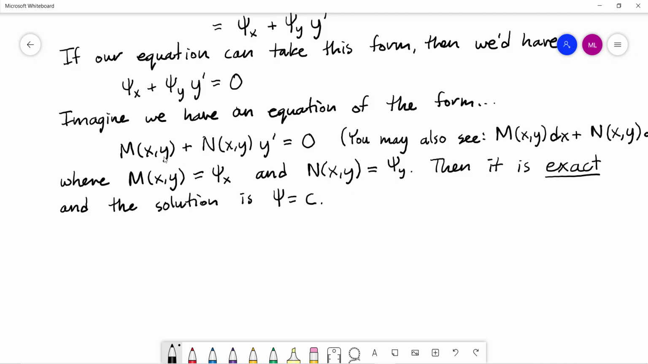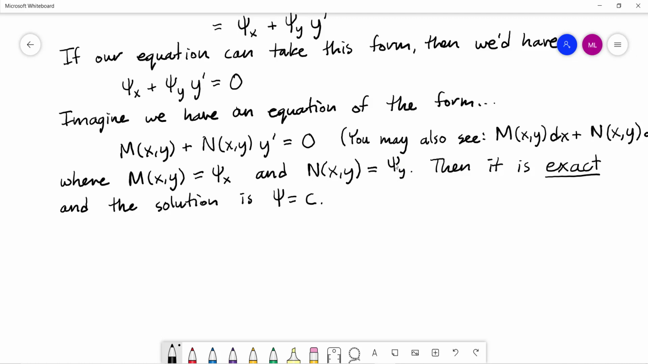Again, if we see an equation of this form, our hope is that this term here is the result of taking the x partial derivative of some function psi, and that this term here, the coefficient of the y prime term, is the result of taking the y partial derivative of that exact same function psi. And our goal is to find the psi in all of this.